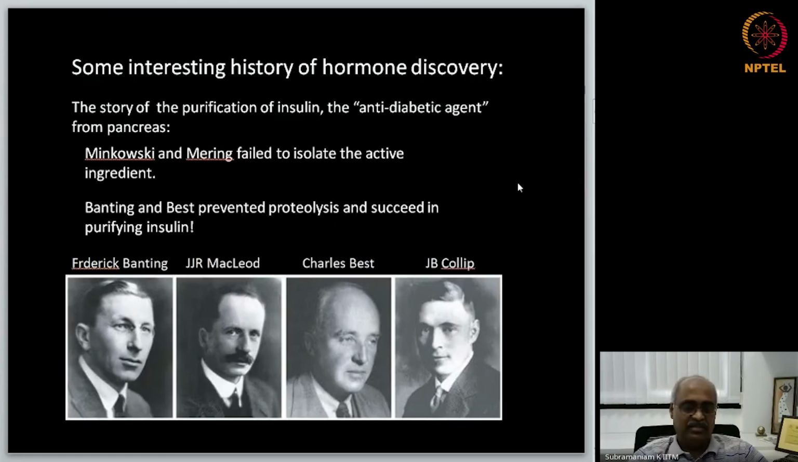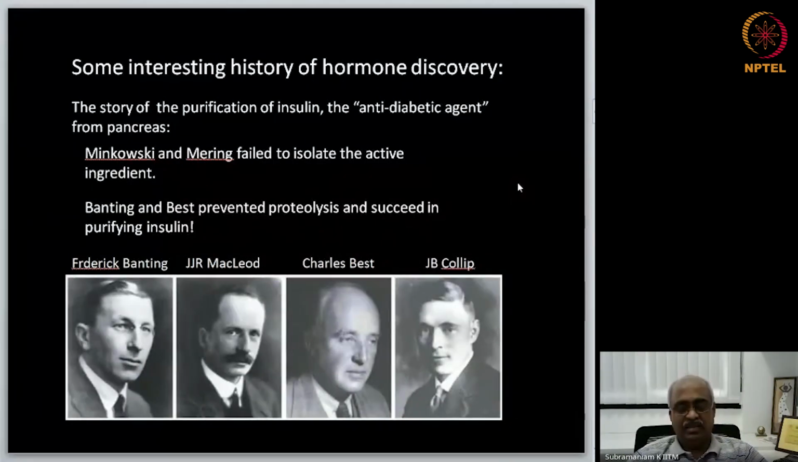Okay, you slaughter pigs, isolate insulin, and then provide it to human beings, because pig insulin works in humans as human insulin. Similarly, for a long time they used cow insulin. So the meat industry, cattle or pigs, was used for isolating insulin initially.